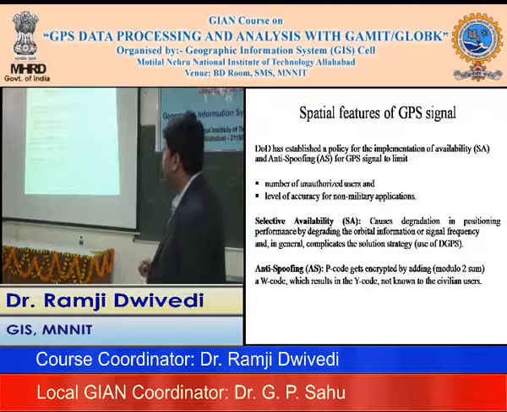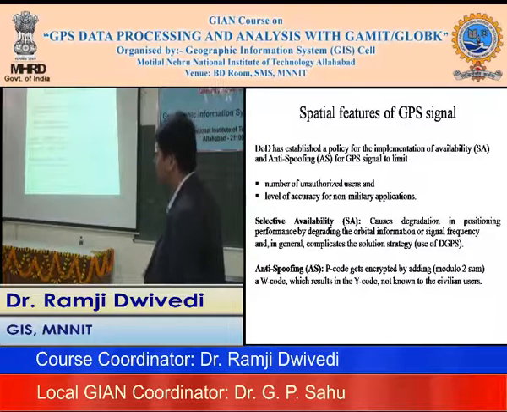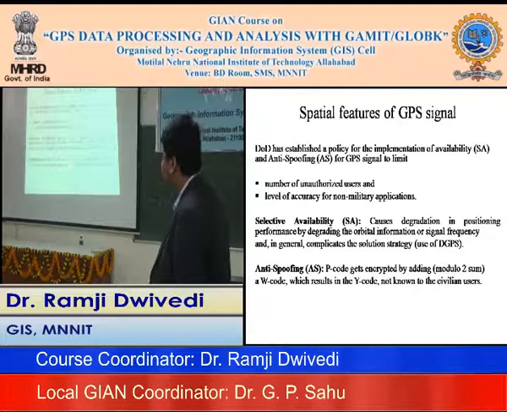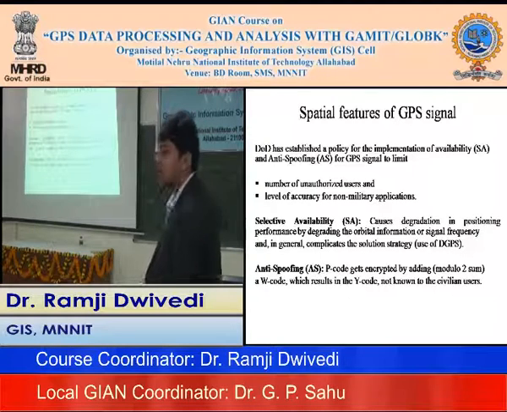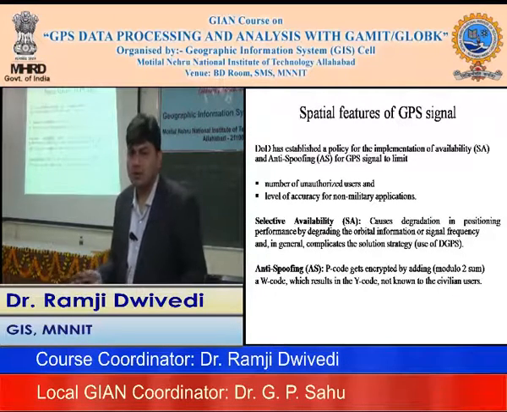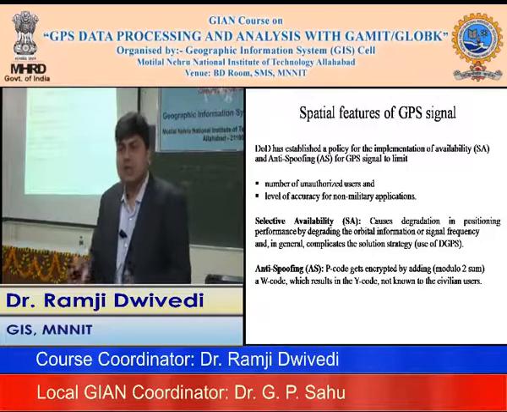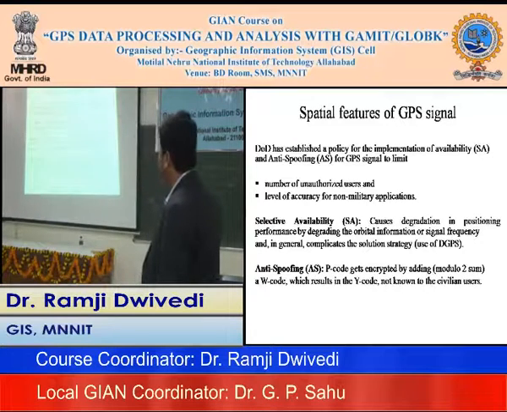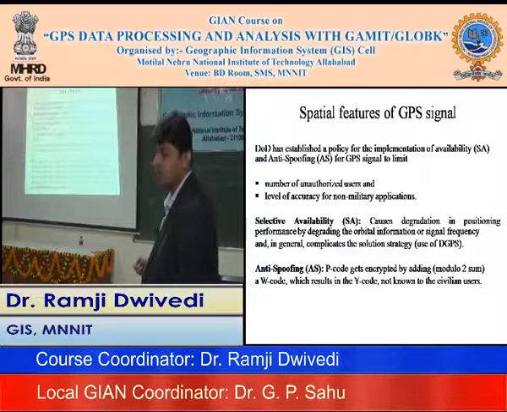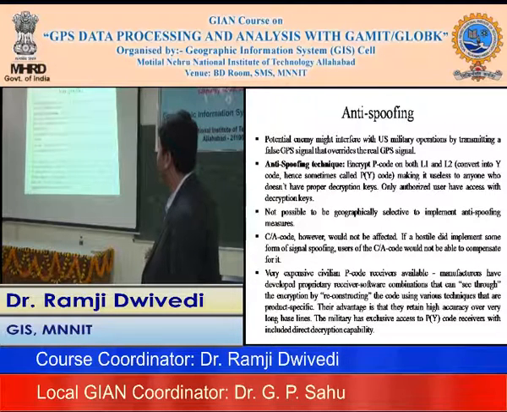So anti-spoofing is another special feature of this GPS signal, in which the P code gets encrypted by adding modulo sum of W code. That's why we have given the summary of W code also, which results in Y code, not relevant for the unauthorized user. It is relevant only for the authorized user. So the potential, as written in the literature, is that a potential enemy might interfere with US military operations by transmitting a false GPS signal that overrides the real GPS signal.